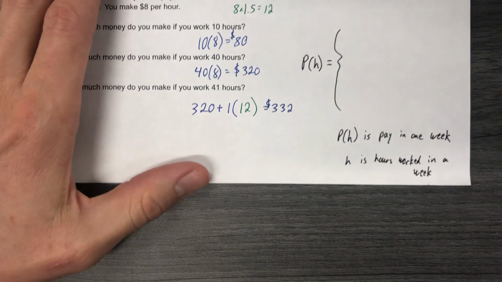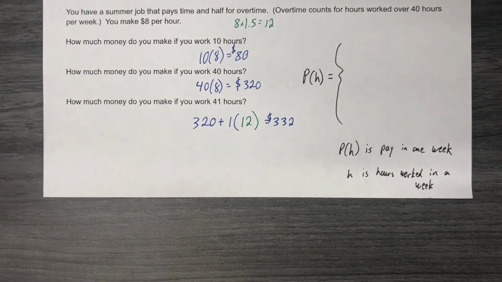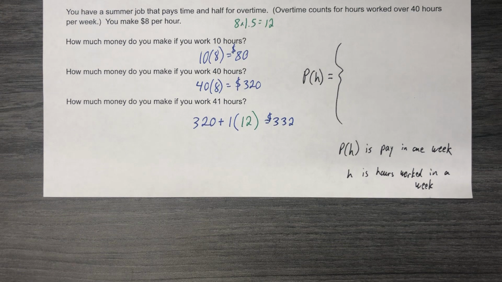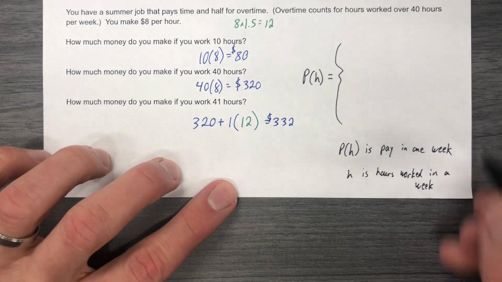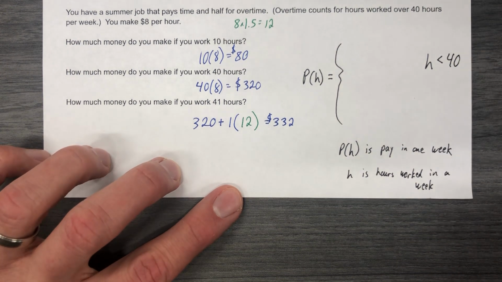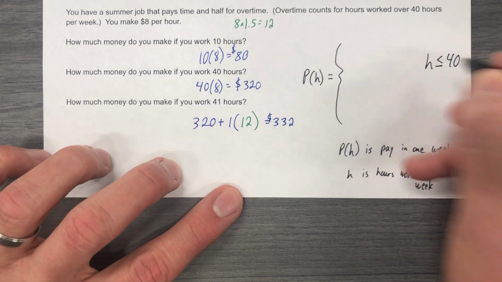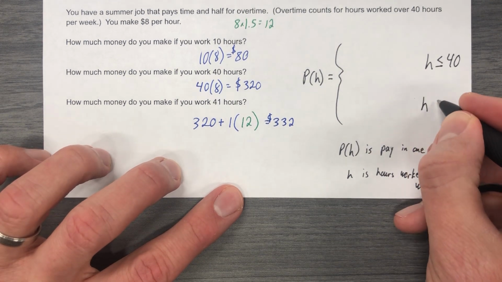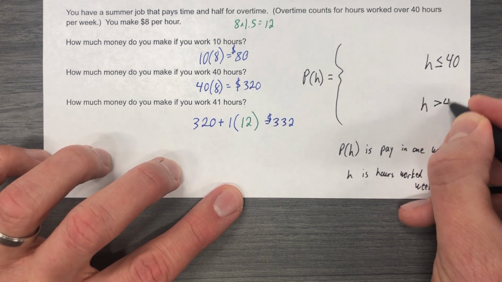The phrase depends on really helps you determine what variable is the inner workings of the function, okay? Or is going to be the input of the function. So we have two pieces of our piecewise function. The first piece is the easy one, and I could work less than 40 hours. Now, let's be honest, I could work less than or equal to 40 hours. So that's going to be one piece. And the other piece is going to be when I work more than 40 hours.